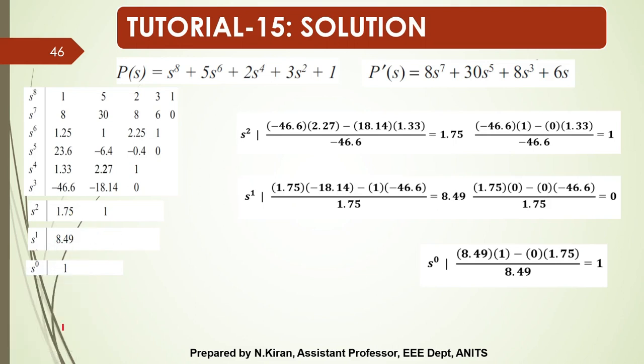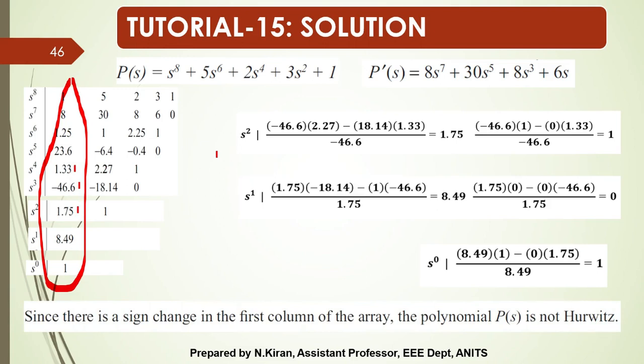After constructing the row table, now I will observe the first column of the row table. There are two sign changes, positive to negative, again negative to positive, indicating that the poles are present on the right hand side of the S-plane. Hence the given polynomial is not Hurwitz, since there are sign changes in the first column of the row table.